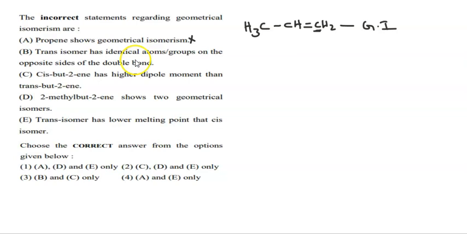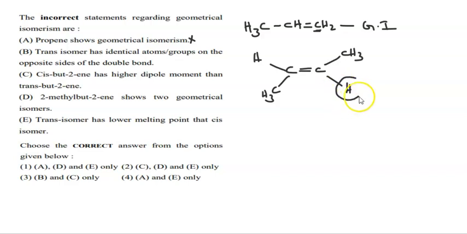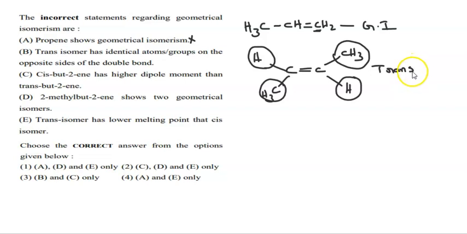The trans isomer has the identical atoms of the groups on the opposite sides of the double bond. If I am going to take C double bond C, and here it will be CH3, and here it will be CH3, and here it is hydrogen, here it is the hydrogen. This is the 2-butene structure, and which can exhibit the geometrical isomerism. And hydrogen is there, and the opposite side hydrogen is also there. Here methyl is there, here also methyl is there. So which is a trans 2-butene. So the two similar groups are present on the opposite side of the double bond, which is the correct statement for the given question.